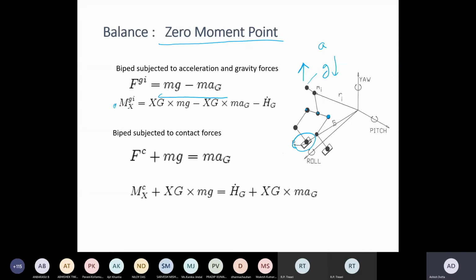Now, in terms of moments, at this point there is a moment which is acting. How is the moment? All these mg resultant forces, suppose it is here. So this is my force, and this force into this distance is a moment. Each of these lump masses will be subjected to forces, and that force into the distance will cause a moment about that ankle point. So we have two equations: one is a force equation, one is a moment equation.